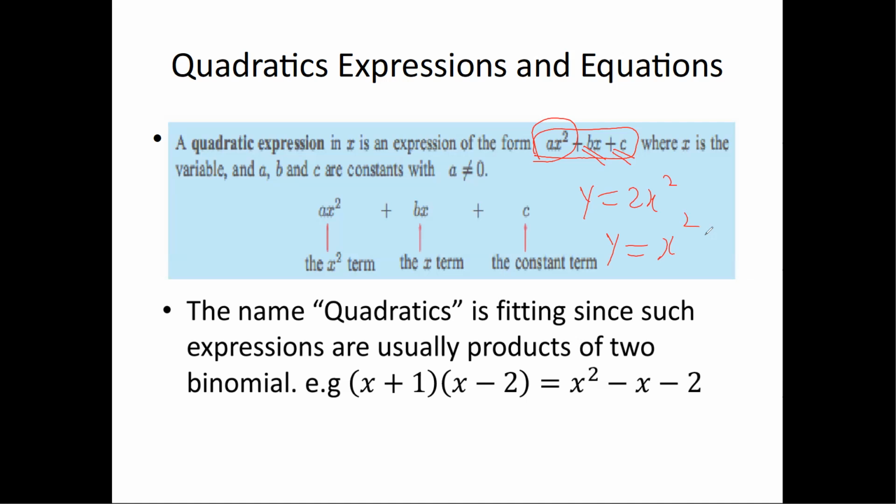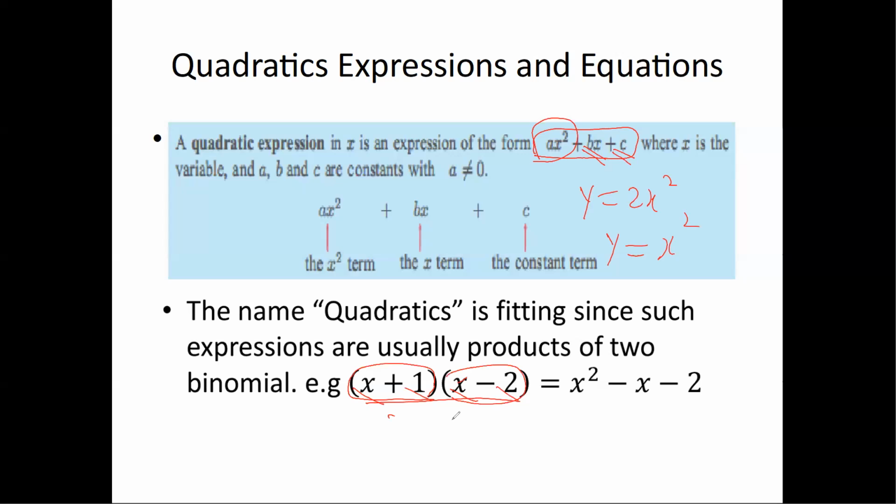Now, why do they call it a quadratic? Because usually, it's a product of two binomials. Binomial means two, right? This is an algebraic expression with two terms inside, one here, one here. So you call it a binomial. This one is also a binomial, it has two terms inside. And the product of two binomials is what we call a quadratic, right?